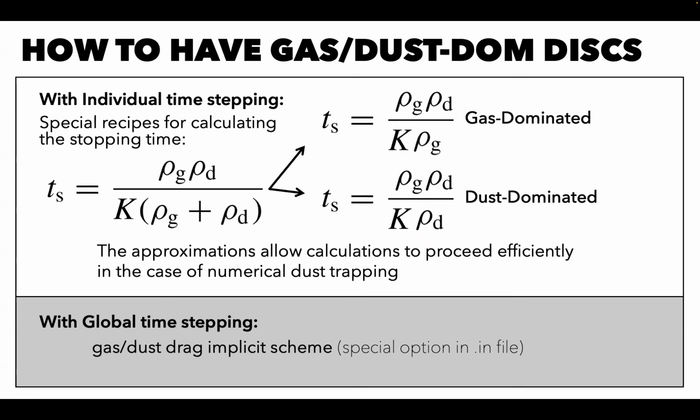The other approach, thanks to Daniel's recommendation, is that if you use global timescale time stepping, you can use an implicit scheme for the dust-gas drag. That also works very well, and you are not using any approximation in the stopping time, so it should be more accurate. Although this one is a bit faster.